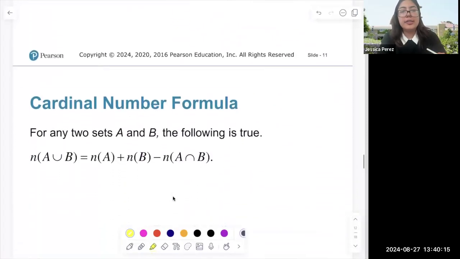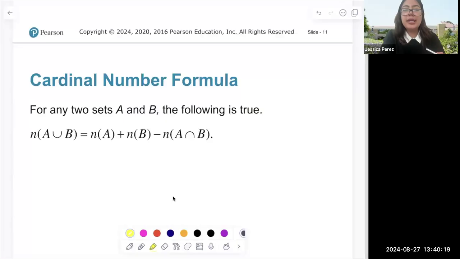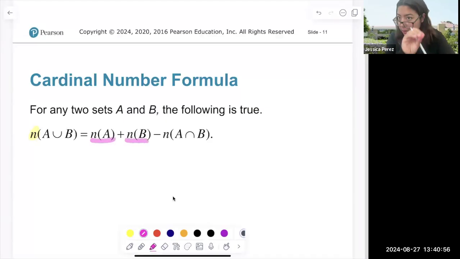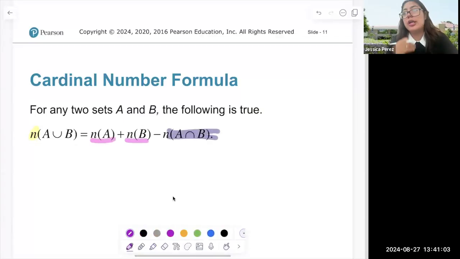For the next part is talking about cardinal number formula. For any of the 2 sets, A and B, it can be A, B, C, it doesn't matter as long as you have a comparison between 2 sets. The following is true. N, remember N is the cardinality, the number of values in a particular set. So the cardinality of an OR statement, A or B, is equal to the cardinality of A plus the cardinality of B minus the cardinality of the intersection. So you're going to add the cardinal of each and then subtract it by the intersection, because you want to make sure that you're not double counting.